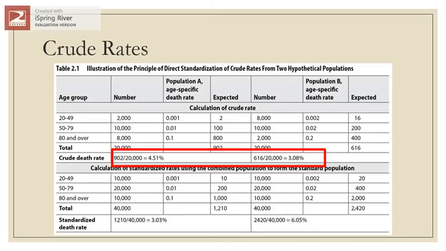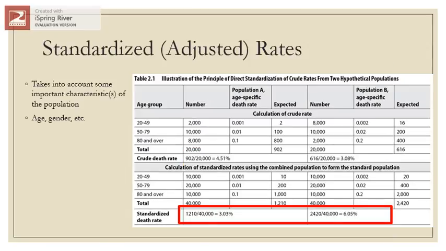That's a crude rate. It's simply the number of people who died over the population, or the number of people who have cancer over the number in the population, or the number of people who have 6 toes over the number of people in the population, whatever. Sometimes it's necessary to account for an important characteristic in the population, depending on what you're studying. If you're studying mortality, it's important to account for age. If you're studying breast cancer, it's important to account for gender. If you're studying prostate cancer, it's important to account for gender, and so on.